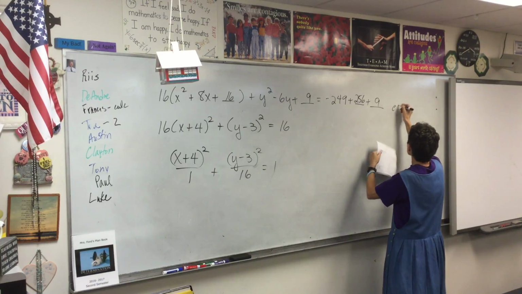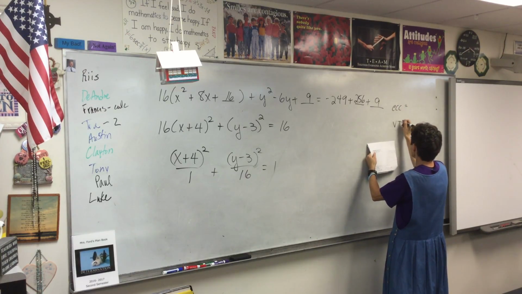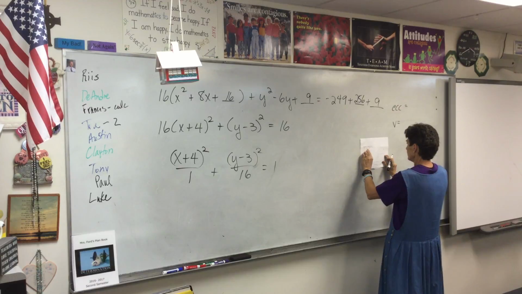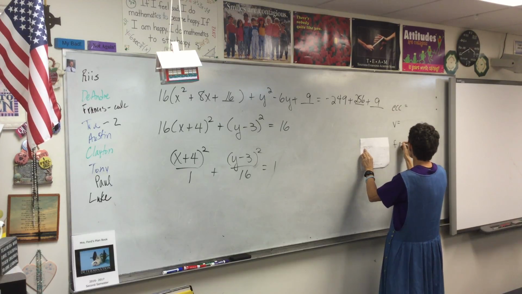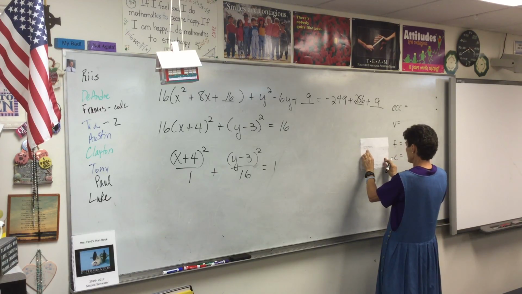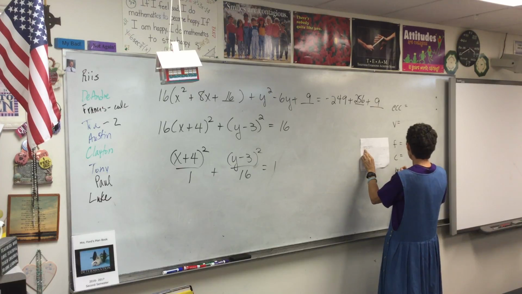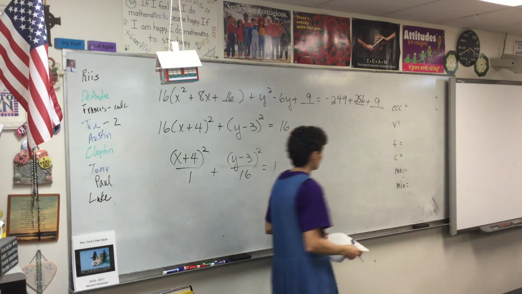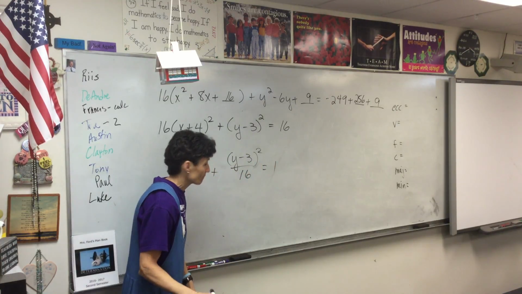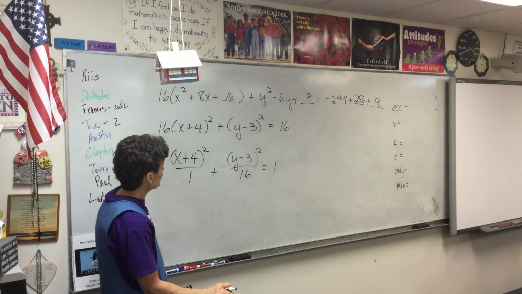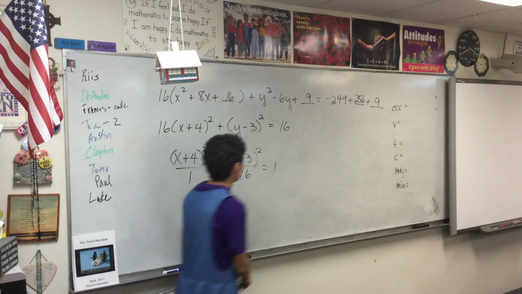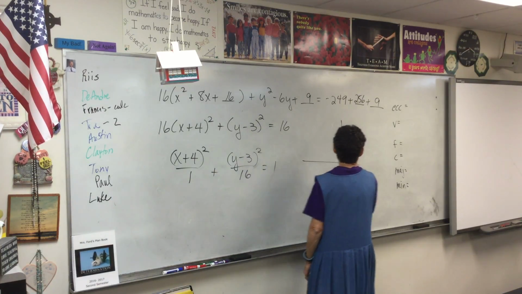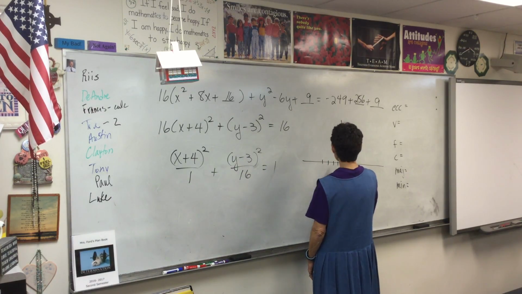I'm finding the eccentricity, the vertices, the foci, center, and the major and minor axes. Alright, so here we are. Where's my center? -4, 3.